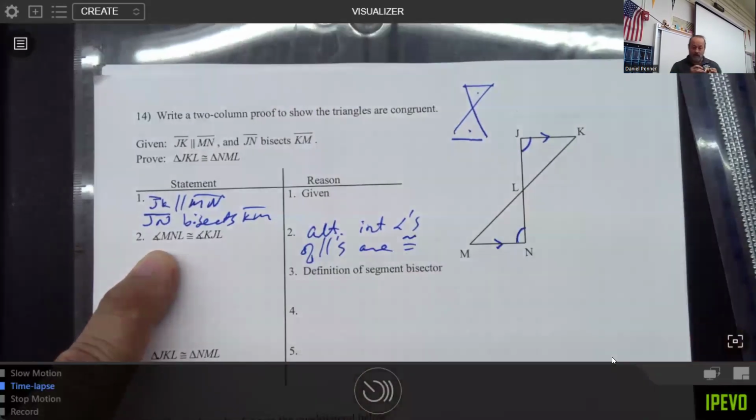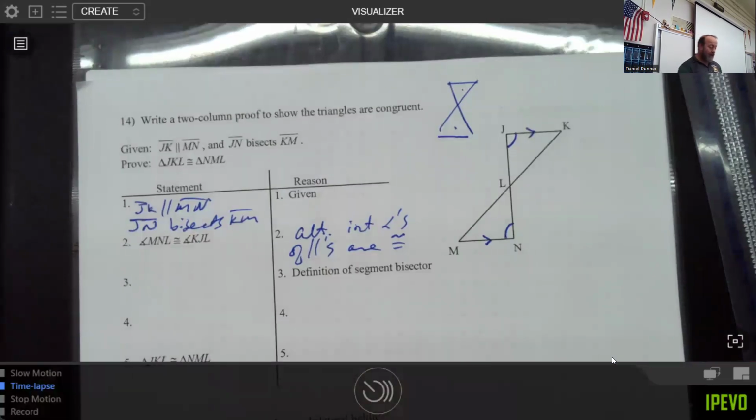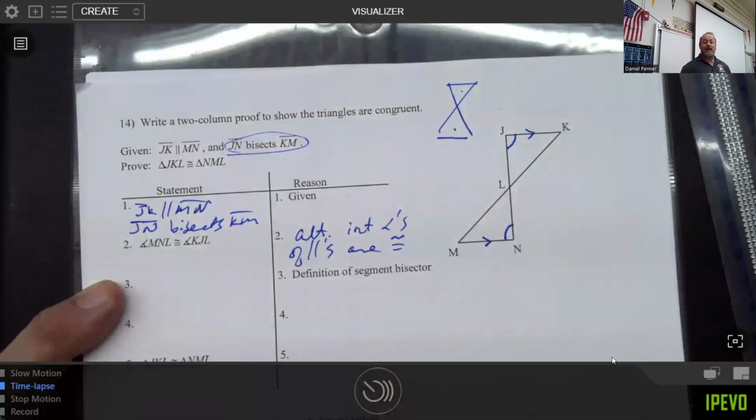Sorry about my penmanship. But if lines are parallel, then alternate interior angles are going to be congruent. Now, there's a little something that we said right here that says JN bisects.